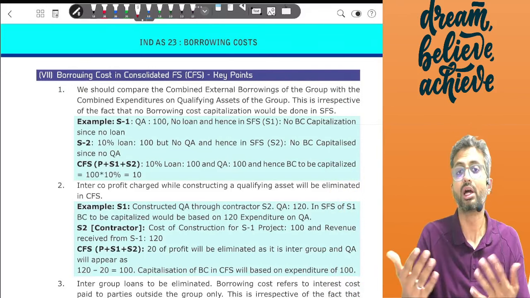And then the third case over here can be that it is very much possible that there is a qualifying asset in a company, but there is no loan at the SFS level. So there is no borrowing cost. Another subsidiary in a group might have loans, but no qualifying asset. But when you consolidate them, there will be in the CFS loan also, there will be qualifying asset also. So irrespective of what has happened in the SFS, at the CFS level, you will attribute the borrowing cost on that loan to the qualifying asset and show the workings. So this is how you will do.